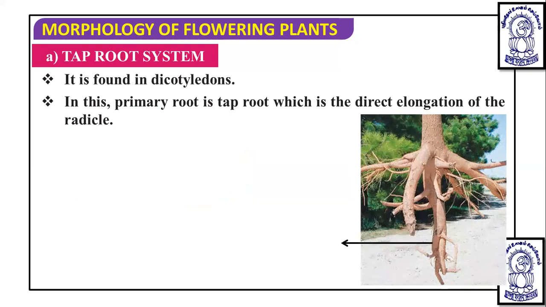See here, you can see this is the primary root, so it is acting as a taproot. This is the branch, so it is a lateral root. These are root hairs. Okay, so this way the taproot system is present. In a later part, we will be discussing the modification of taproot as well.